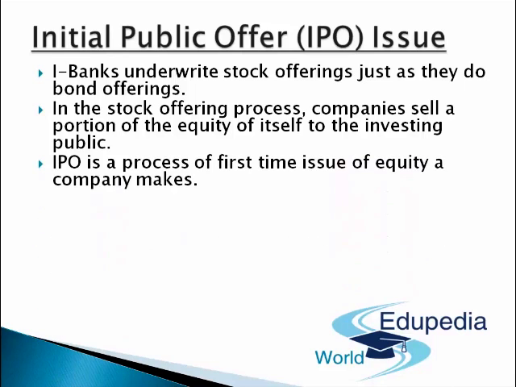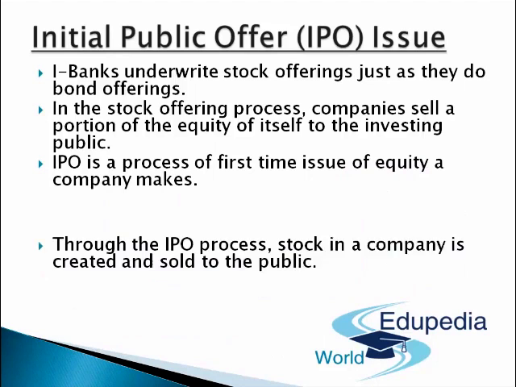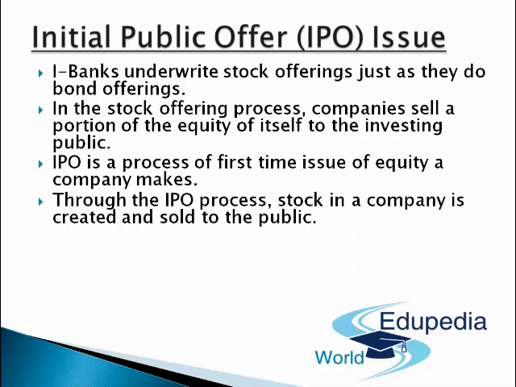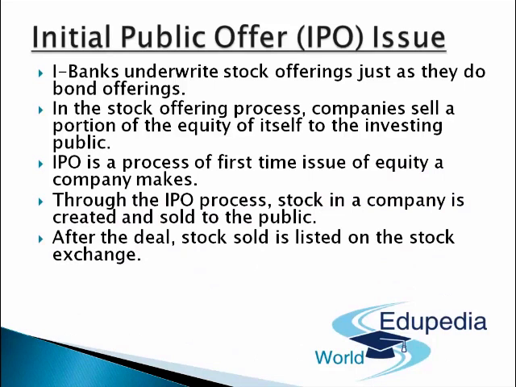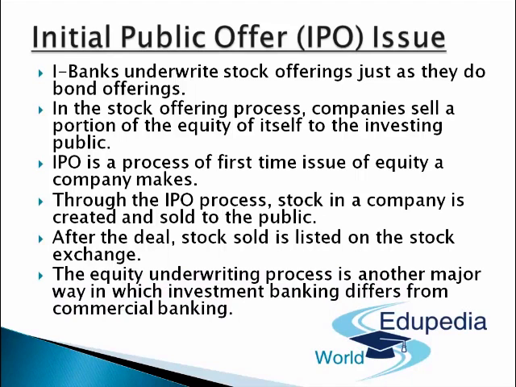So equity underwriting is the process that enables investment banking to differ from what commercial banking stands for. IPO is the process of the first-time issue of equity a company makes. Through the IPO process, the stock in a company is created and sold to the public. After the deal, the stock is listed on the stock exchange. The equity underwriting process is another major way in which investment banking differs from commercial banking.